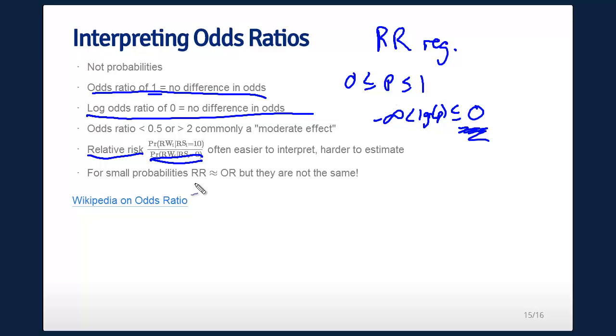There's this famous result that says that you can approximate the relative risk with the odds ratio when the probabilities are small. As Jeff wrote right here, they're not the same, but they can be approximated. And this is done so frequently in, say, the epidemiology literature that people don't even acknowledge that they're doing it.